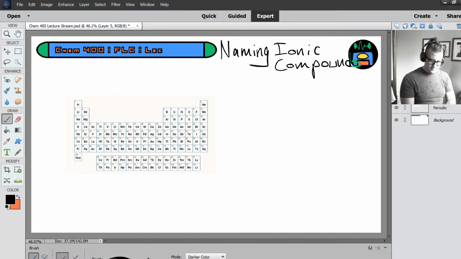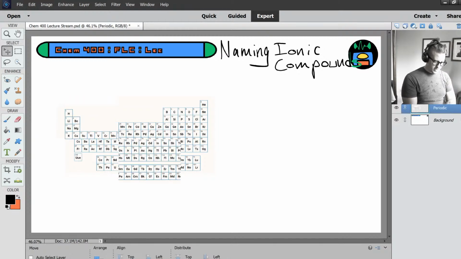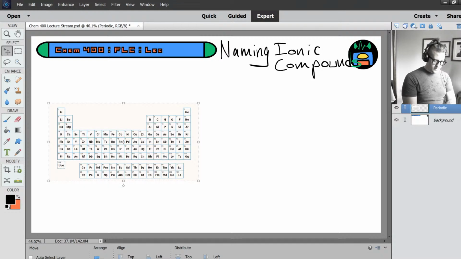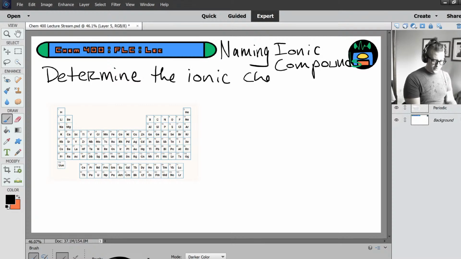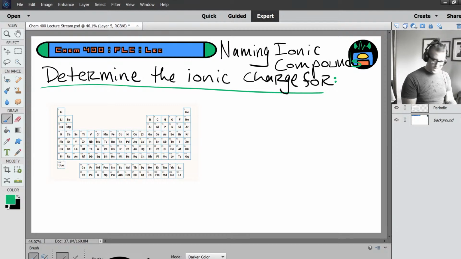I'm going to move my periodic table. Let's do a couple problems. Let's do a couple examples, and let's determine the ionic charge for a few elements. Let's start with oxygen. All right, what kind of charge will oxygen develop?